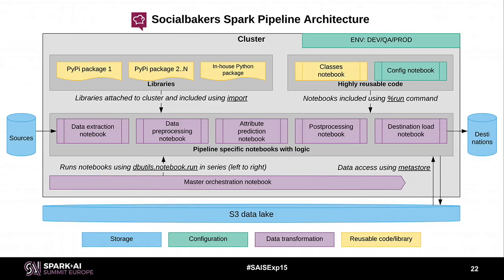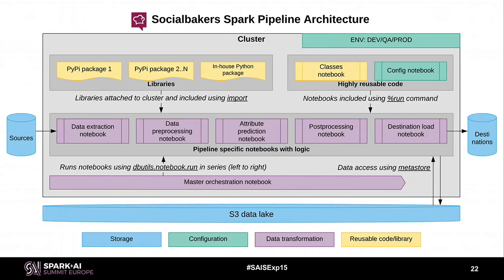Then on the right, we haven't refactored or moved everything into Python packages, but we also have what we call a classes notebook. It's a notebook in Databricks which contains classes that are used in other notebooks. This one is imported using the run command. We have also moved all the configuration parameters, like paths to S3, or tables we access through the Metastore, table names and various other parameters of the pipeline, into a configuration notebook. This one is again included using the run command.